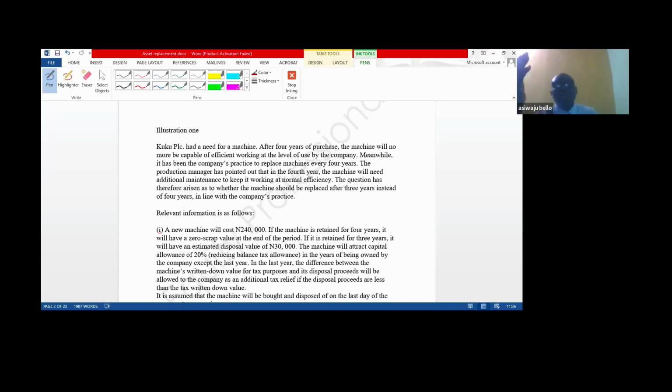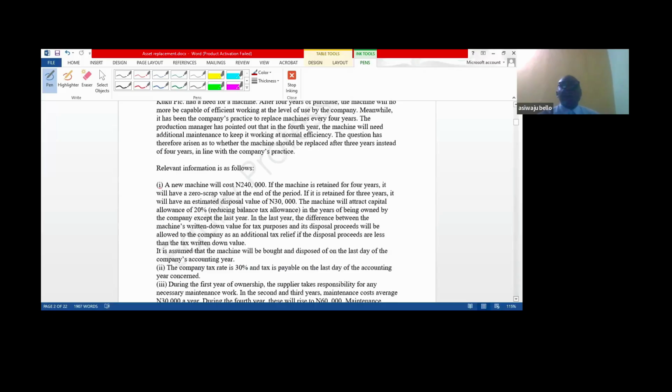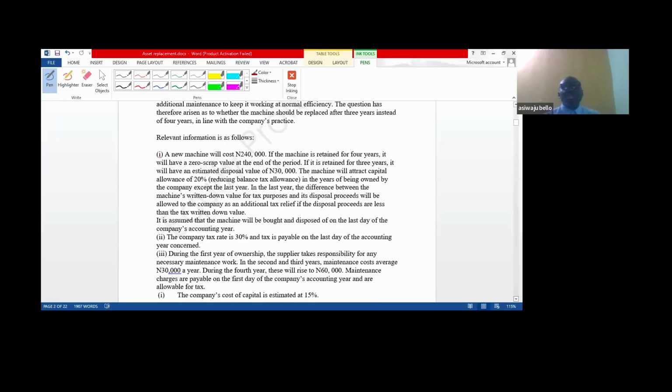So the question is, should we replace after 3 years or after 4 years. That means we have two options. Relevant information is as follows. A new machine will cost 240,000 naira. If the machine is retained for 4 years, it will have a zero scrap value at the end of the period. If it is retained for 3 years, it will have an estimated disposal value of 30,000 naira.